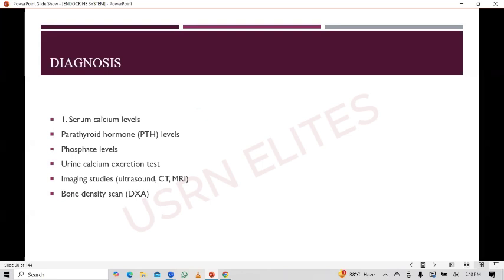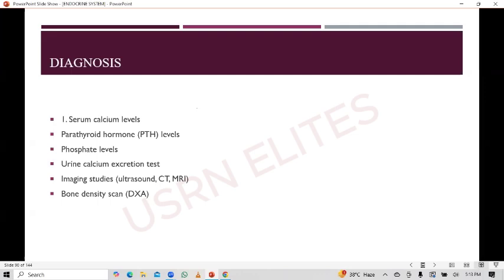Then you can do a urine calcium excretion test. There you take a urine sample from the patient. For this particular test, they use the 24-hour urine collection. You take the urine and then test for the presence of calcium in the urine. So if you see high levels of calcium in the urine, then you can also conclude that there's hyperparathyroidism.